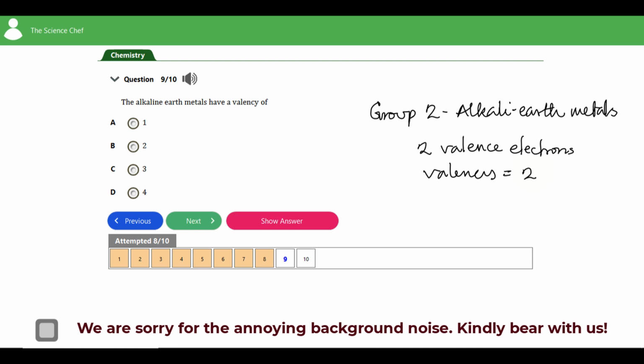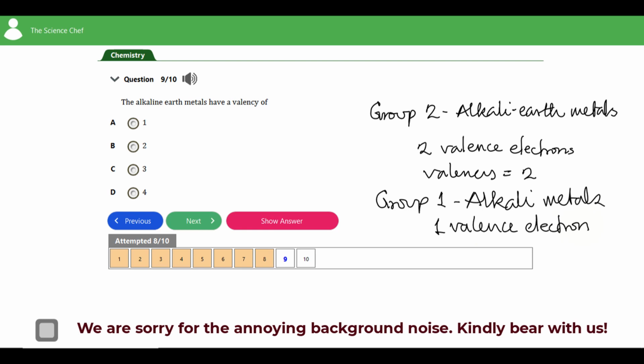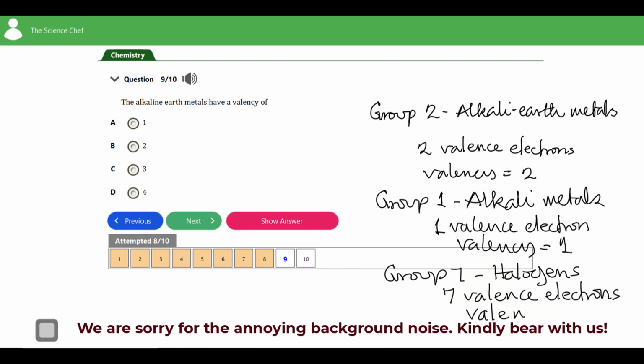So other common families of elements are group 1, which are known as what? Alkali metals, because of the ability to react vigorously in water to form alkali solutions. And they have 1 valence electron and a valency of what? 1. Then we have group 7, which are the halogens. Halogens mean what? Salt formers. And they are salt formers because they combine readily with metals to form salt. And they have 7 valence electrons, and their common valency is 1.